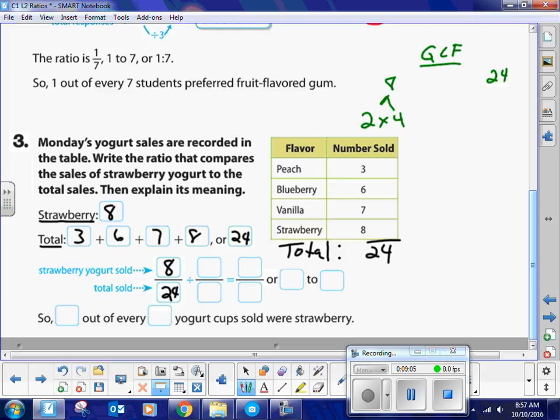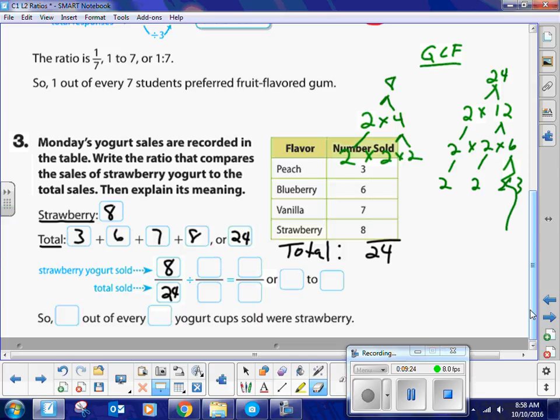Again, now we got to do our greatest common factor between 8 and 32. I know some of you can see it right off, but this is how you prove it. 8, 32. Okay, 2 times 4, and then you got 2 times 2 times 2. And over here with 32, you got 2 times 16. And you got 2 times 8.